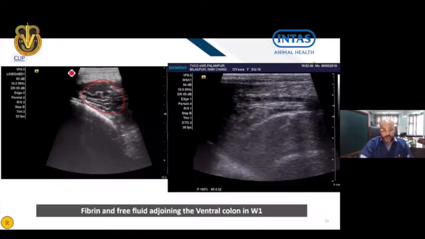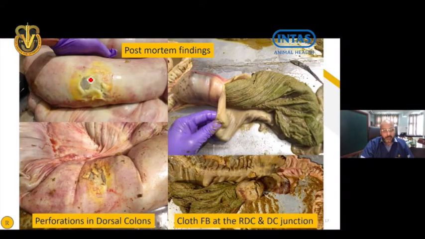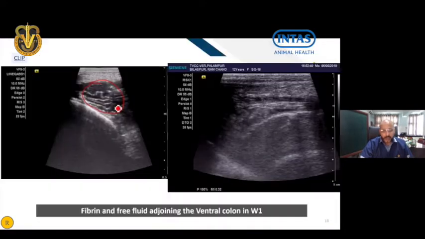Now this particular case was a ruptured ulcer of the intestines. Now this was the ultrasonic finding. Unfortunately, the animal collapsed, and you can see this was the ulcer which was leaking out and resulting in such a buildup on the ventral side, that is, window one.